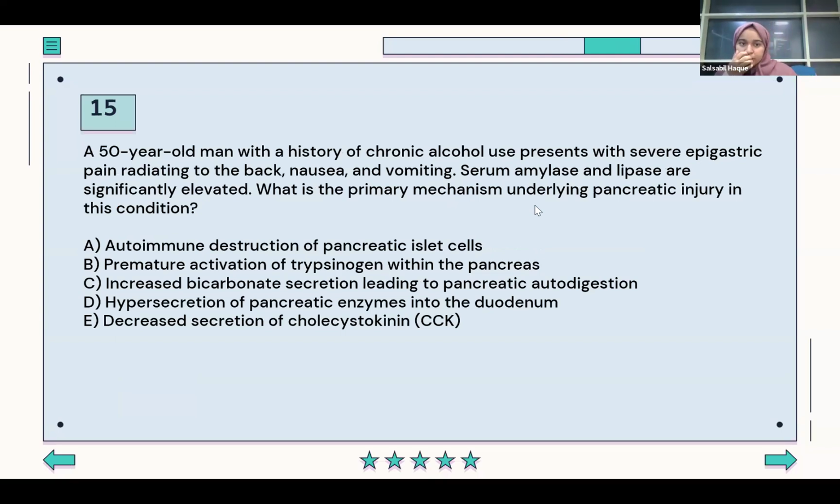A 50-year-old man with a history of chronic alcohol use presents with severe epigastric pain radiating to the back, nausea and vomiting. Serum amylase and lipase are significantly elevated. What is the primary mechanism underlying the pancreatic injury? So this is basically talking about pancreatitis.